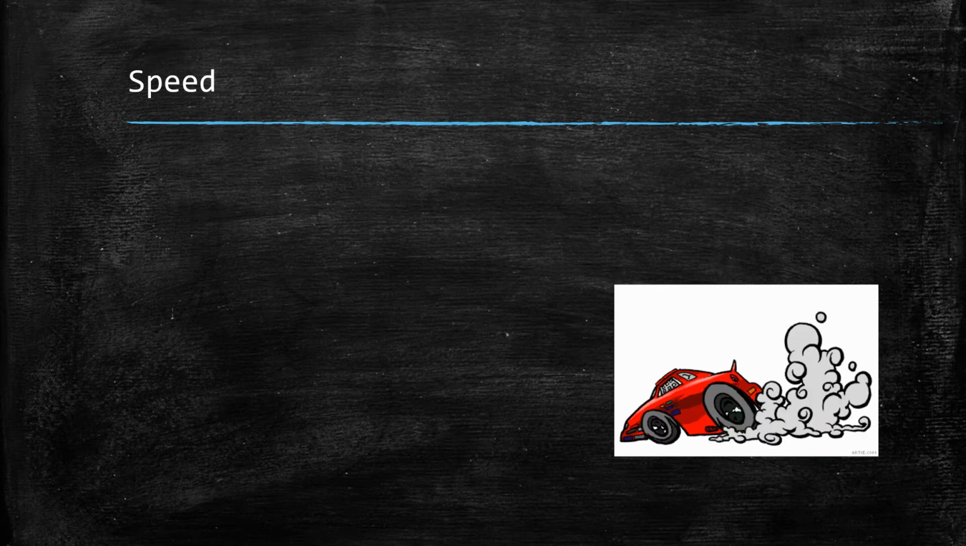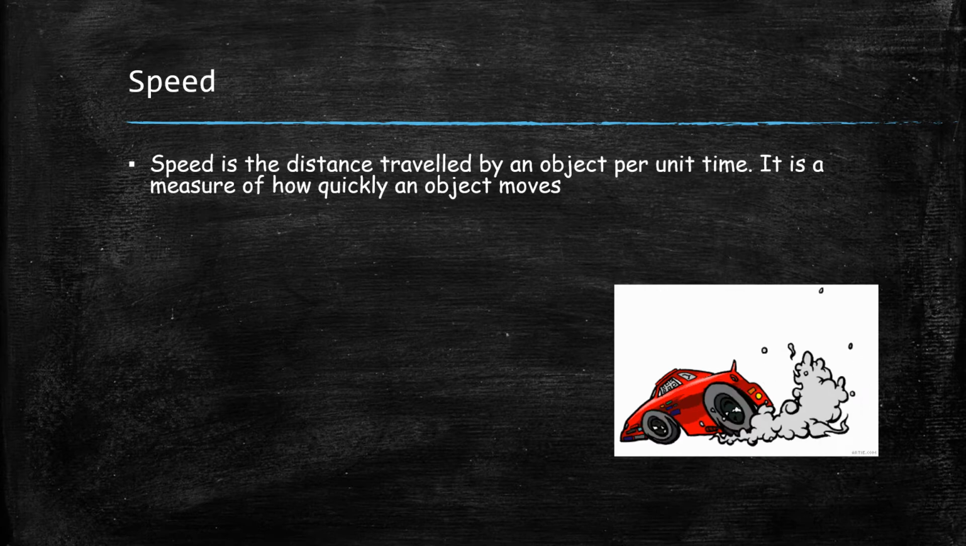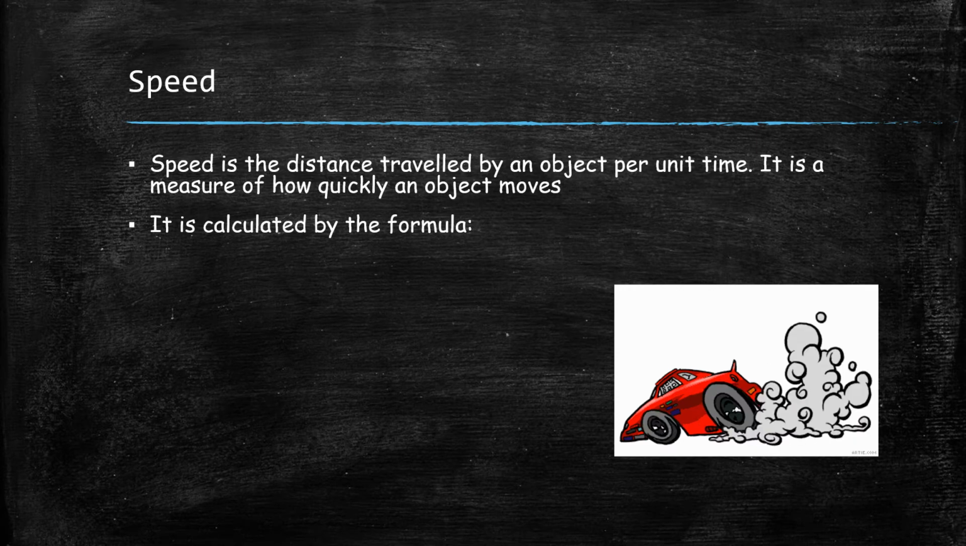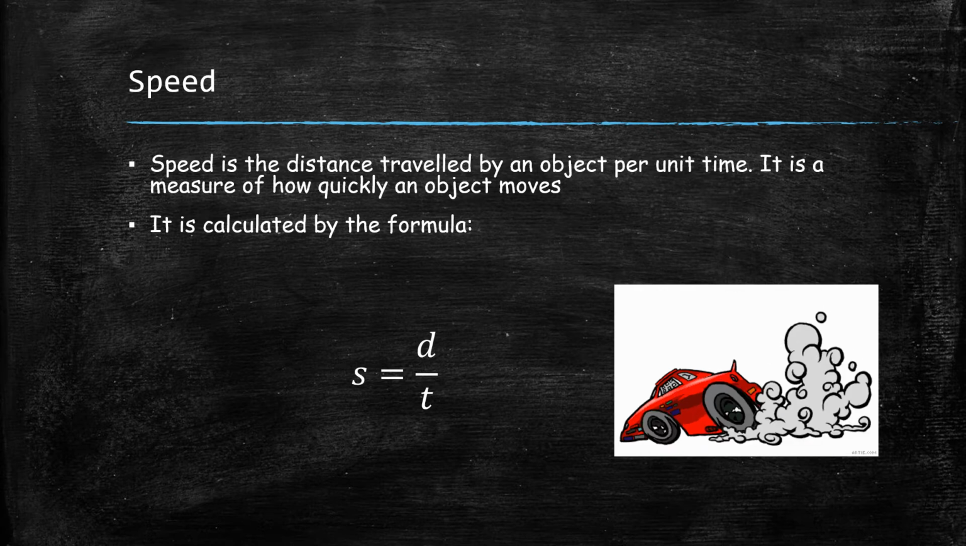So speed. It is the distance traveled by an object per unit time, and it measures how quickly an object moves. And speed is calculated by the formula S is equal to d over t, where d is the distance and t is the time.